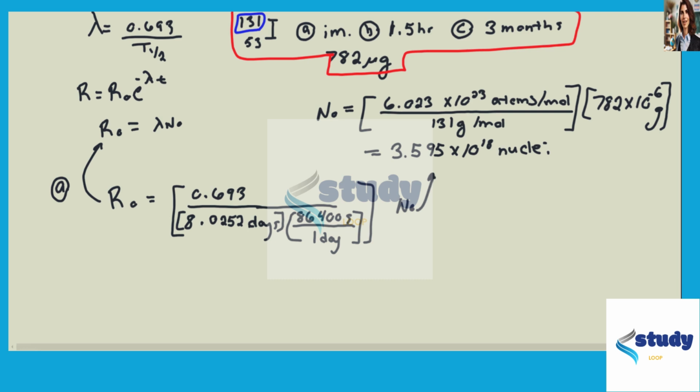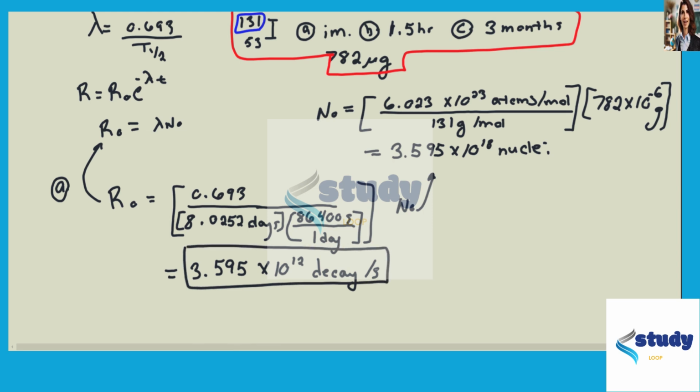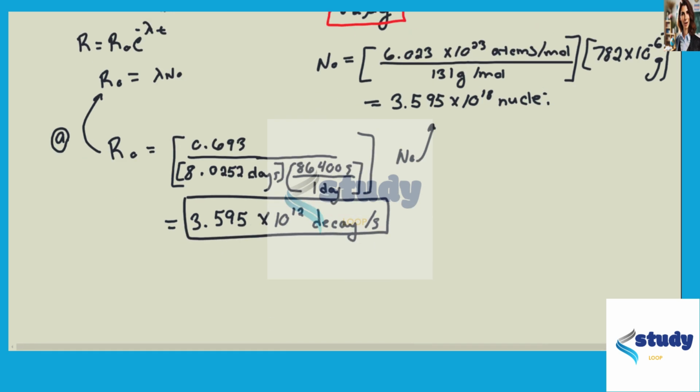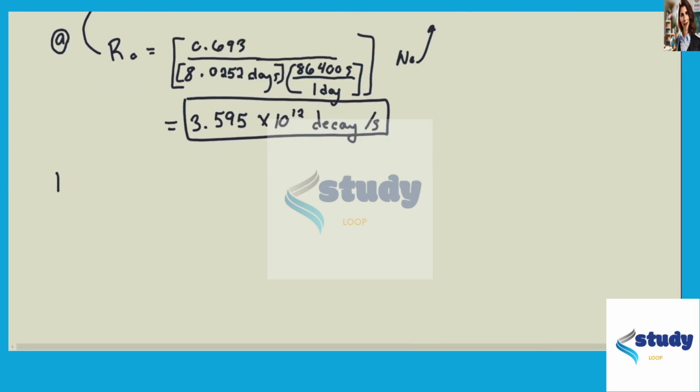Okay, and then your N0 is this. And now you're just going to plug everything into your calculator, and you're going to get 3.595 times 10 to the 12 decays per second. Okay? And this is your answer for part A. And part B, we have t equals 1.5 hours.